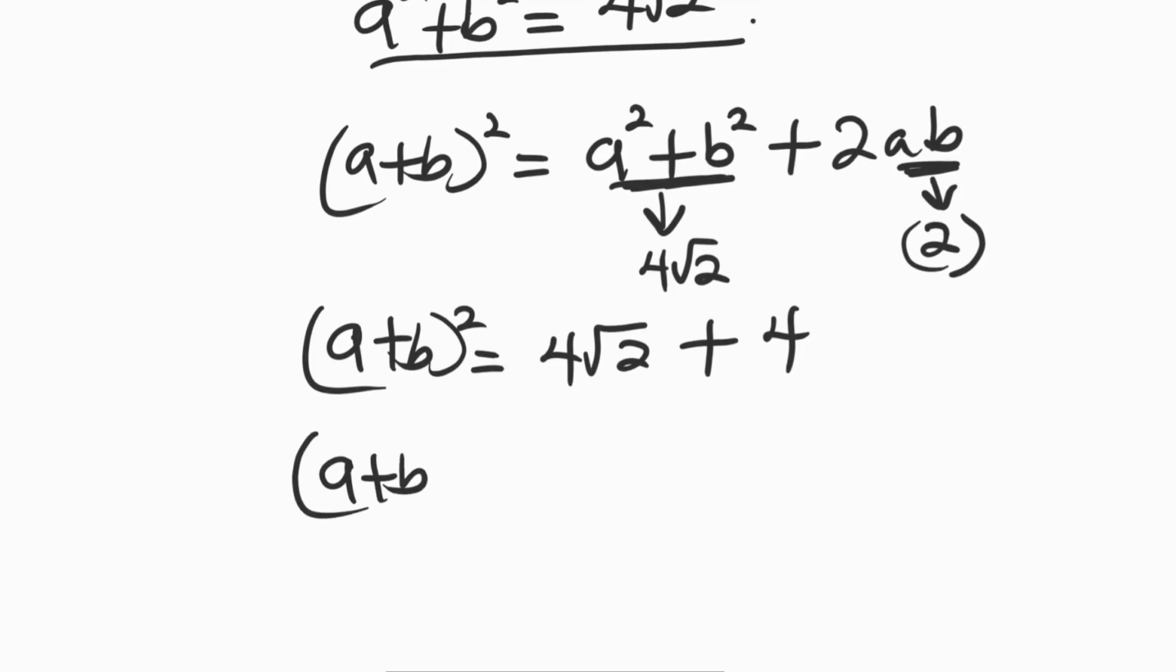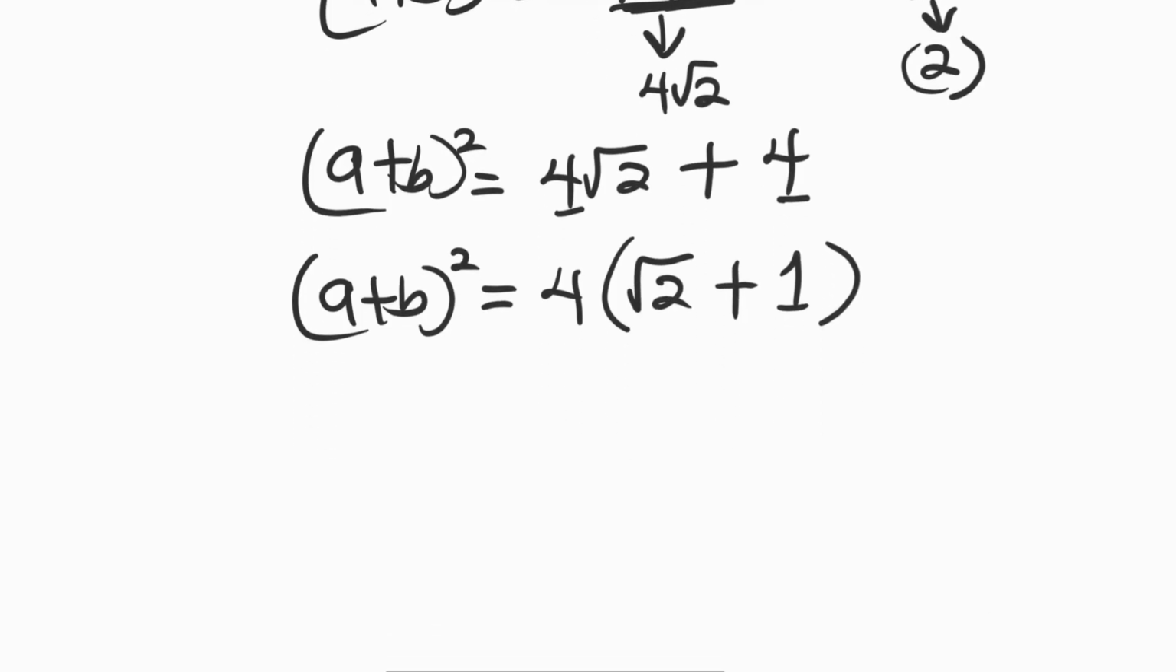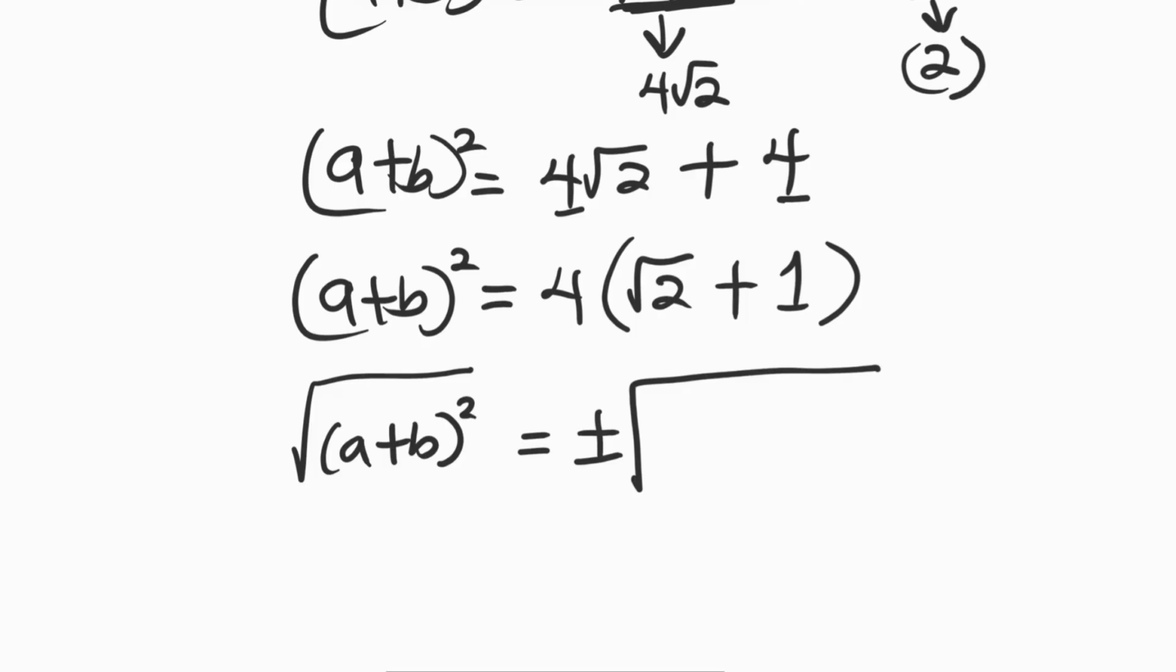So we have a plus b all squared. We can factor out 4 on the right hand side. So this becomes 4 times root 2 plus 1. And now to find a plus b, we'll just apply square roots to both sides. And so this becomes the square root of a plus b all squared equals plus or minus the square root of 4 times root 2 plus 1.